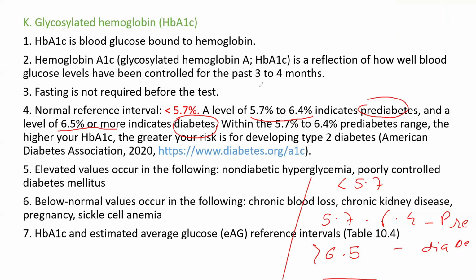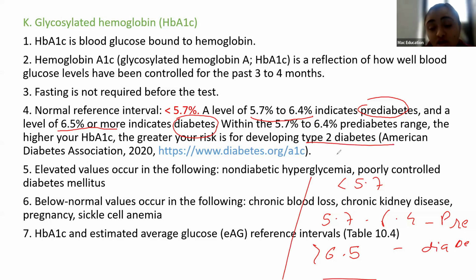Within the 5.7 to 6.4 pre-diabetes range, the higher your HbA1c, the greater your risk for developing type 2 diabetes mellitus. It is saying that 5.7 to 6.4 is the range of pre-diabetic clients. So the higher you are in that range, for example if the client's HbA1c value is 6.3, there is more risk of developing type 2 diabetes at any time. Or if it is 5.7, then there is much less risk.